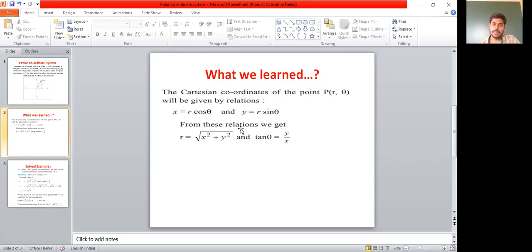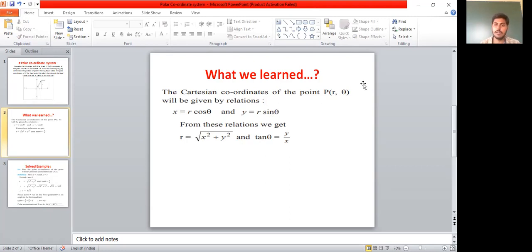Now, from this relation between x and y, we get r equals square root of x square plus y square and tan theta equals y upon x. Okay. So our x coordinate will be r cos theta and our y coordinate will be r sin theta.